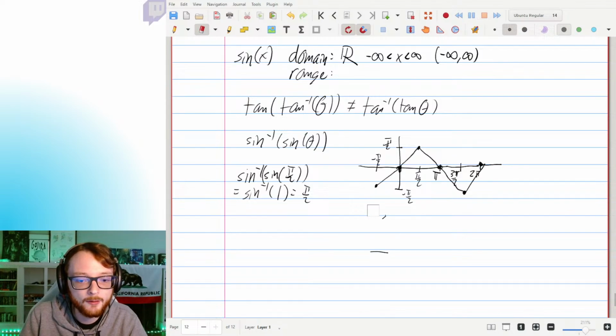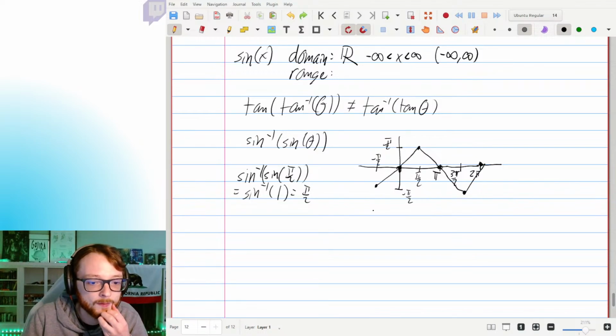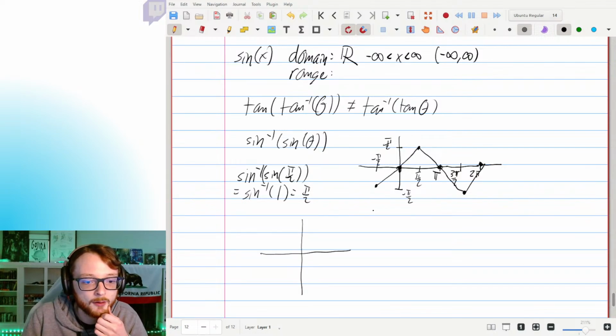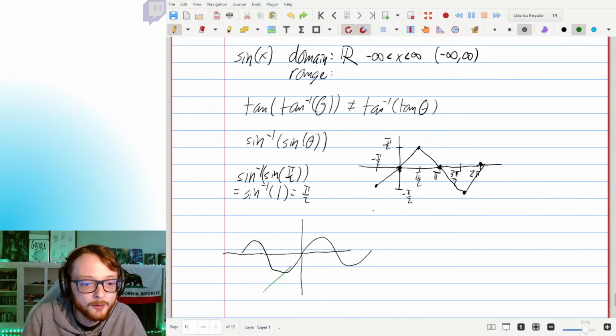So that reflecting across the line y equals x thing is helpful for finding the inverse function. Here we already know what the inverse function is and we're finding values of it. But the connection with the reflecting across the line y equals x idea, let me just draw the graph of sine. Something vaguely like that. The line y equals x is right there.